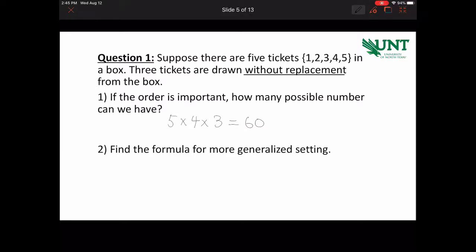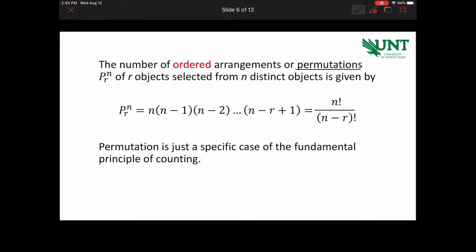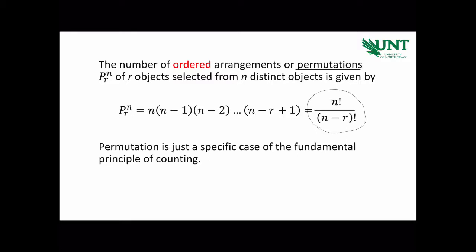If the number of the cards in the box is n, and the number of the cards you draw is r, the answer is n times n minus 1 times n minus 2 times ... times n minus r plus 1. Well, this formula is called permutations. Permutation is just a specific case of the fundamental principle of the counting.